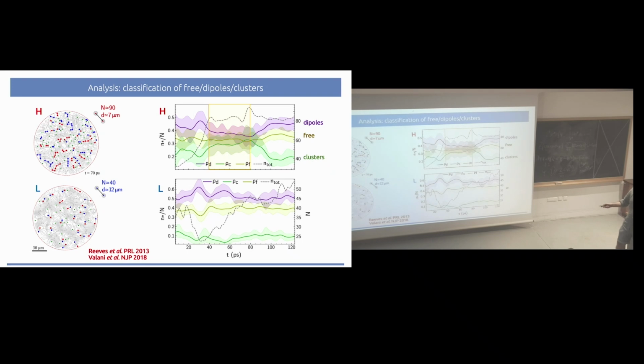If we look at the low detuning case, nothing really exciting happens. If we look at these three different species as a function of time, you can see that they are pretty constant in time. But if we move to the high detuning case, we can see that for a particular transient, the number of dipoles decreases at the expense of the number of clusters.